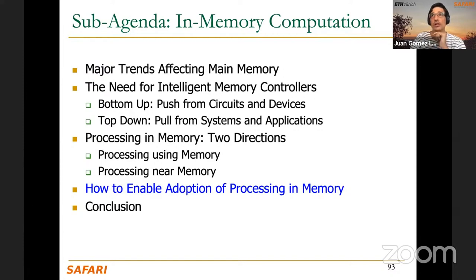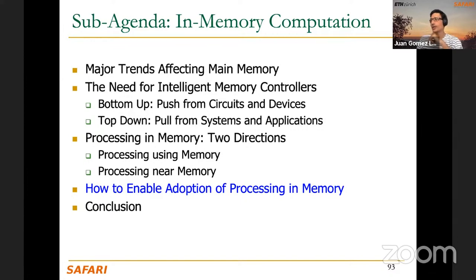But then there may be other cases that would require more discussion, more studies, and new research proposals in the way that we design mechanisms to share the processing in memory capabilities with multiple, not only threads of execution, but also processes or programs, right? So here, there may be different ways of doing it.